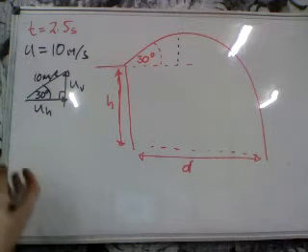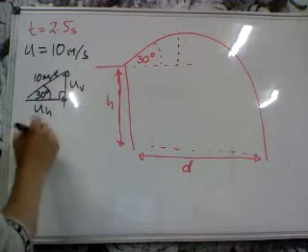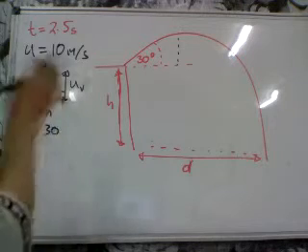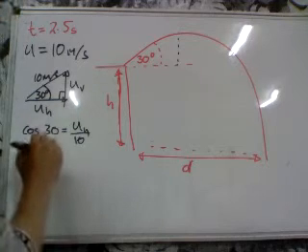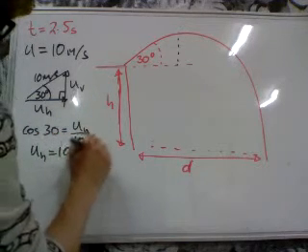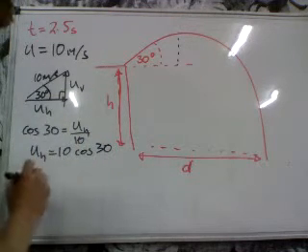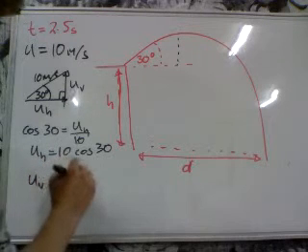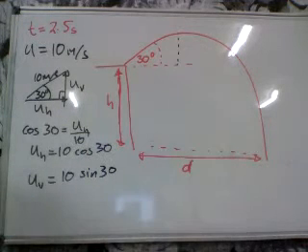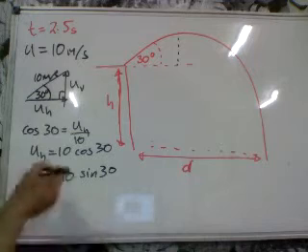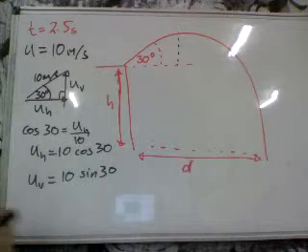We're going to need to use both cos and sine, and we should hopefully be able to see that cos 30 is adjacent over hypotenuse, so uh over 10, so uh equals 10 cos 30. Similarly, the vertical velocity uv equals 10 sine 30. I can plug those into my calculator and work out what those numbers are equal to: what is cos 30, what is sine 30, multiply them by 10, and find those components of the velocity. I'm not going to do that right away.